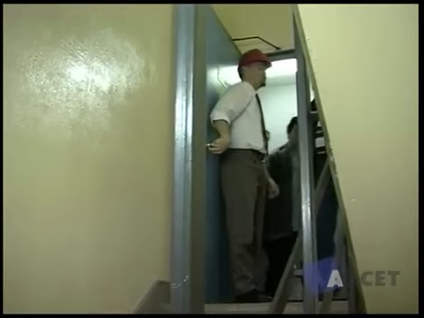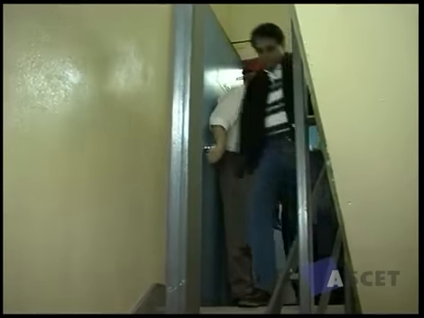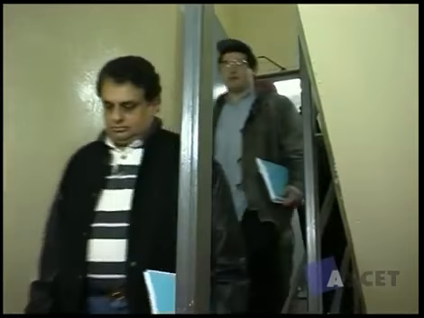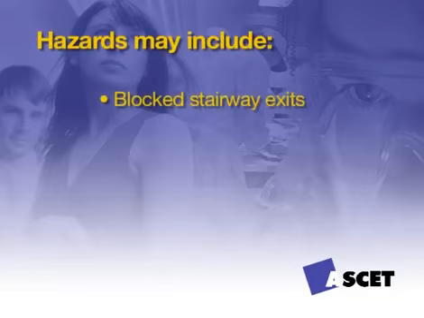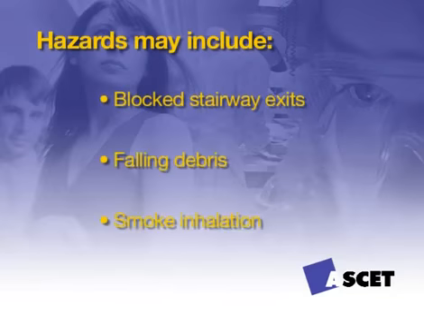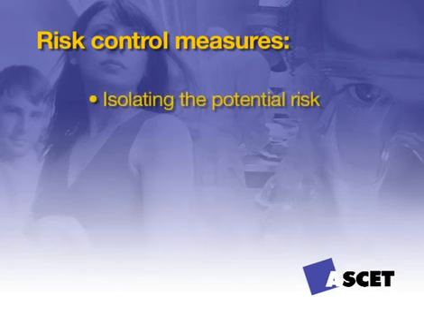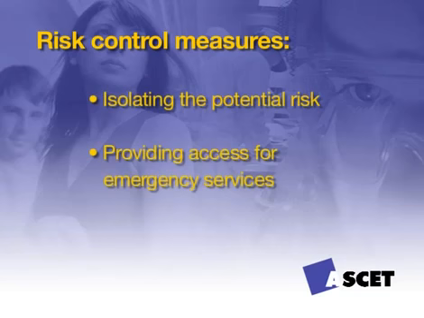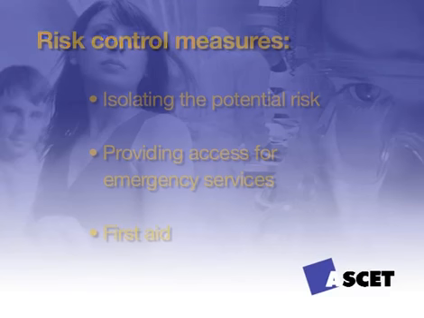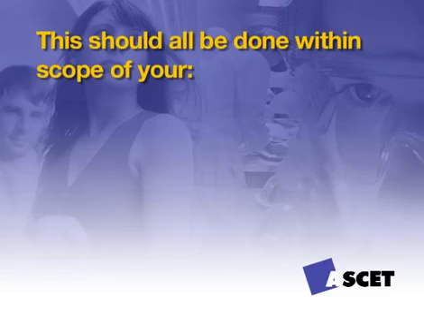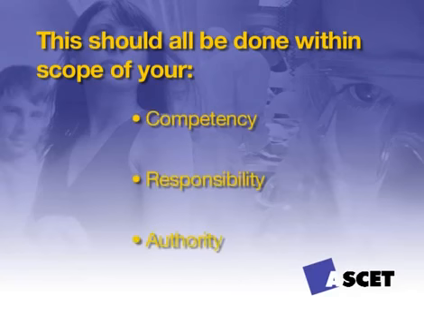During an evacuation, there may be hazards which impair or stop people from being able to leave the building. Blocked stairway exits, falling debris and smoke inhalation can all reduce the time and effectiveness of the evacuation. You may need to implement appropriate risk control measures, such as isolating the potential risk, providing access for emergency services or first aid. This should all be done within scope of your own competency, responsibility and authority.